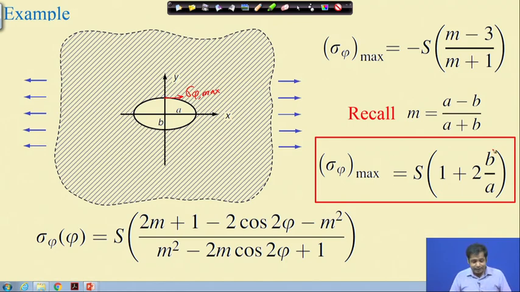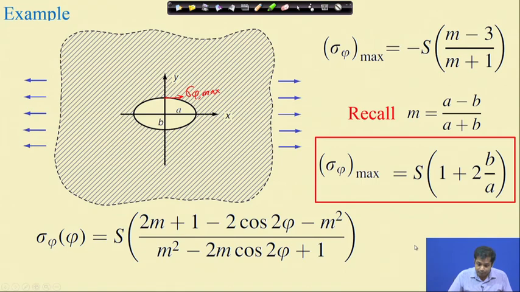Now, what does it tell you? You see, this expression does not give you the distribution of stress. Please note, this expression gives you the stress at a particular point, not all stresses. This gives you a particular component of stress, sigma phi, at a particular point. So, this is the expression of the stress.